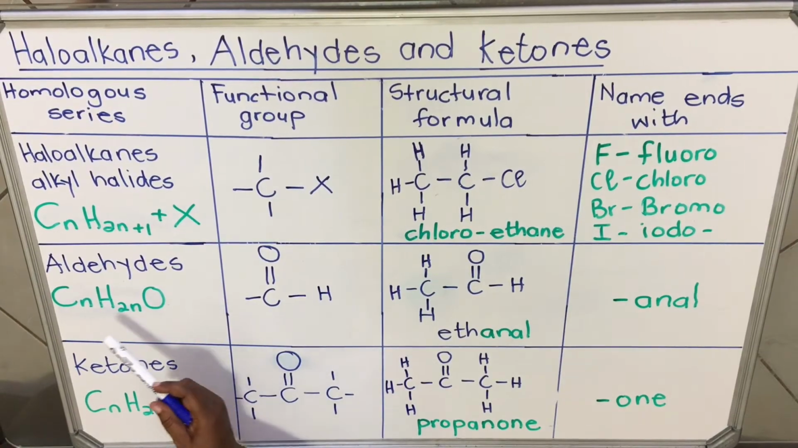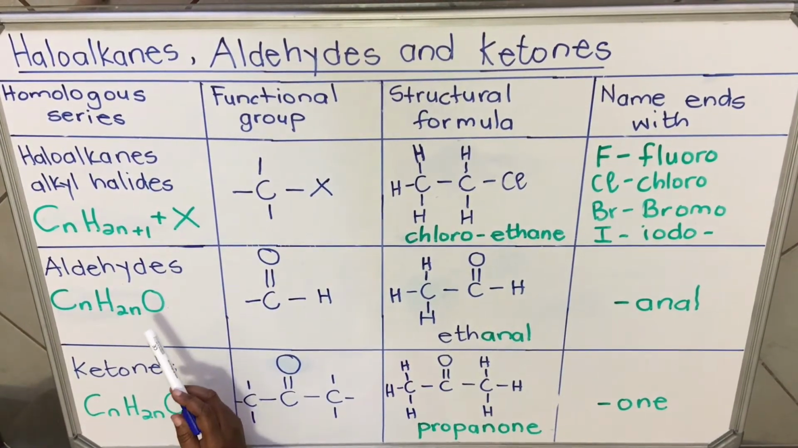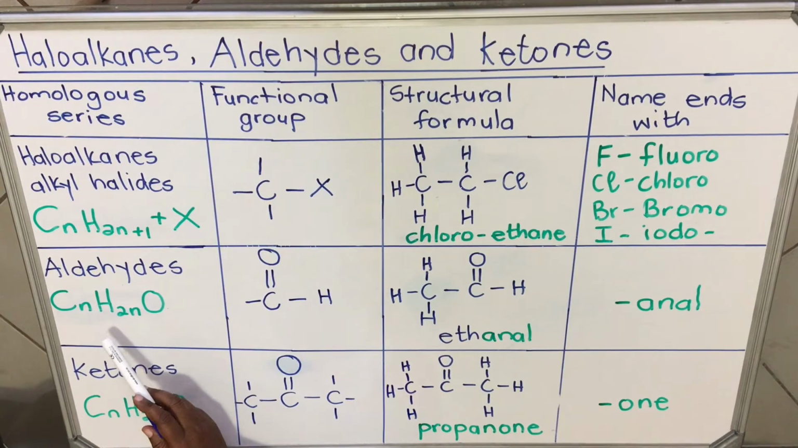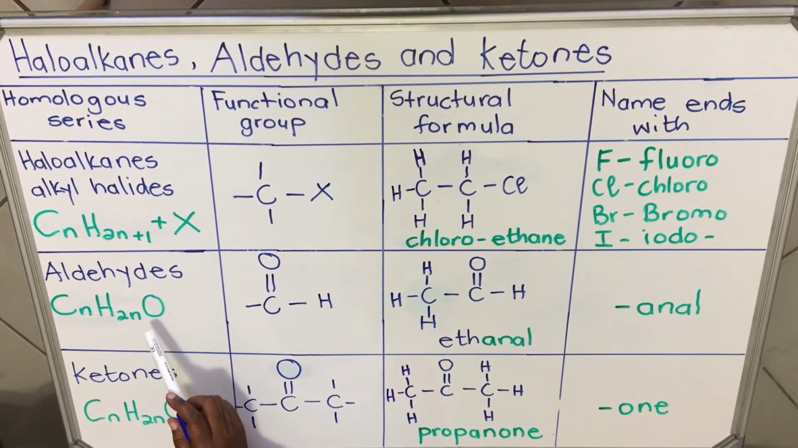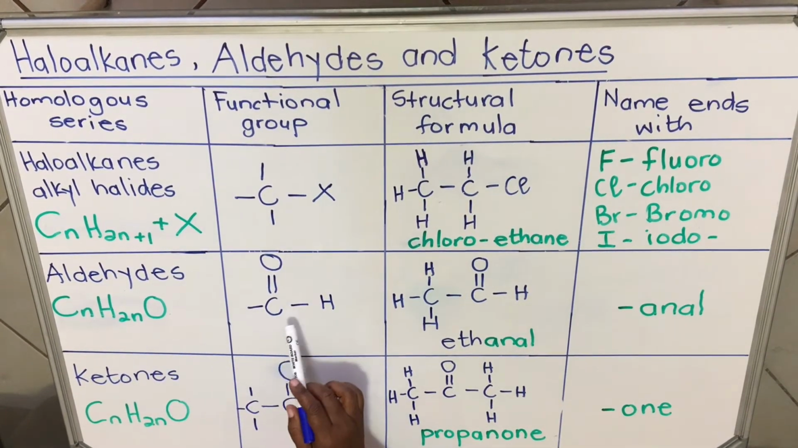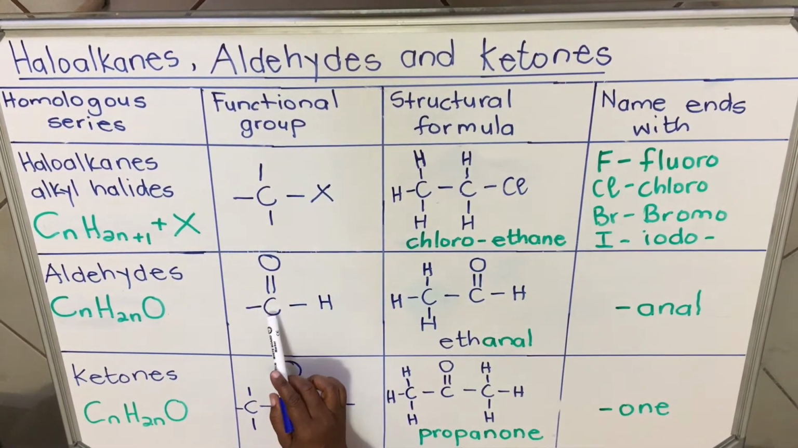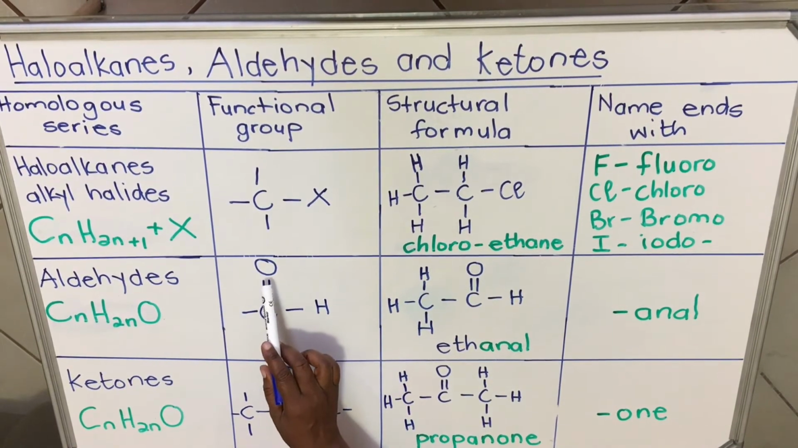The next one is the aldehydes. The aldehydes, you have carbon, hydrogen and oxygen. So the oxygen will form a double bond with a carbon. So let's look at the functional group. This carbon will form a double bond with the oxygen.